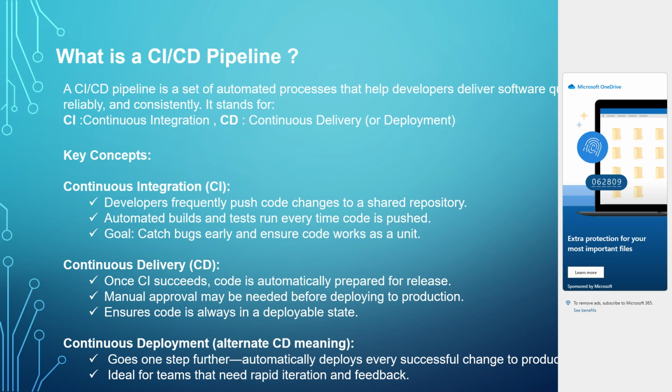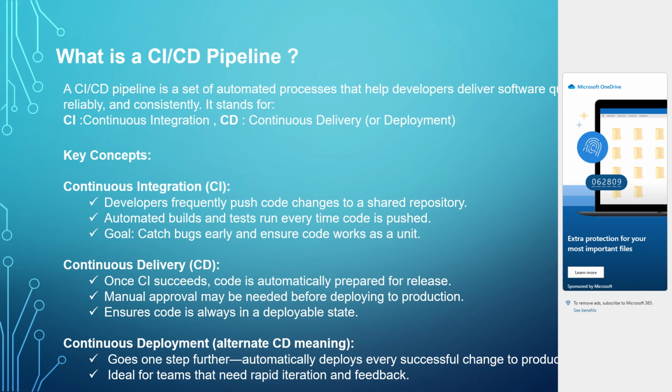CD also stands for continuous deployment. This is the alternate name of CD. This goes one step further and automatically deploys every successful change to production. It is ideal for teams that need rapid iteration and feedback. So in case of deployment, it is especially suitable for teams where you need rapid iteration and feedback. It's one step ahead of continuous delivery.